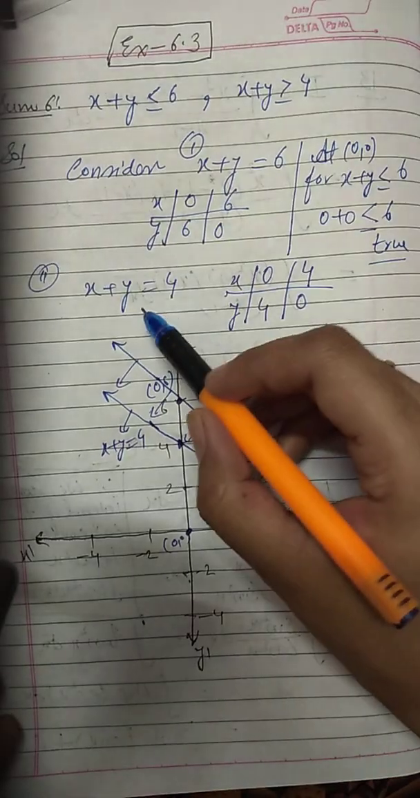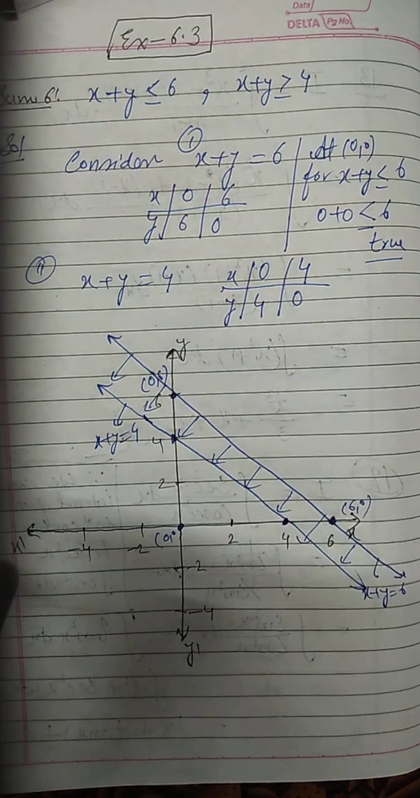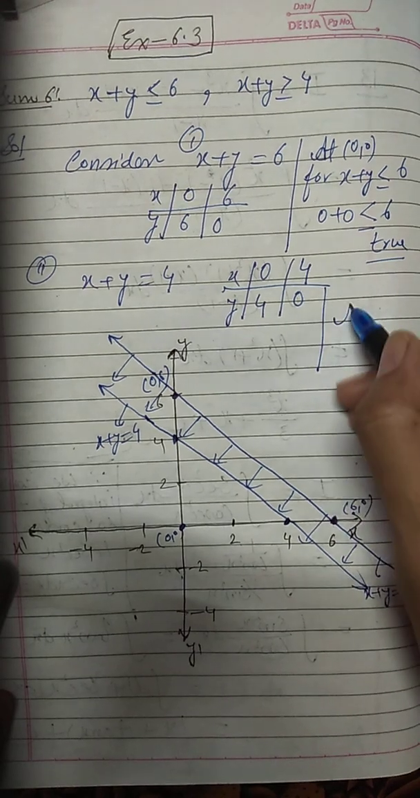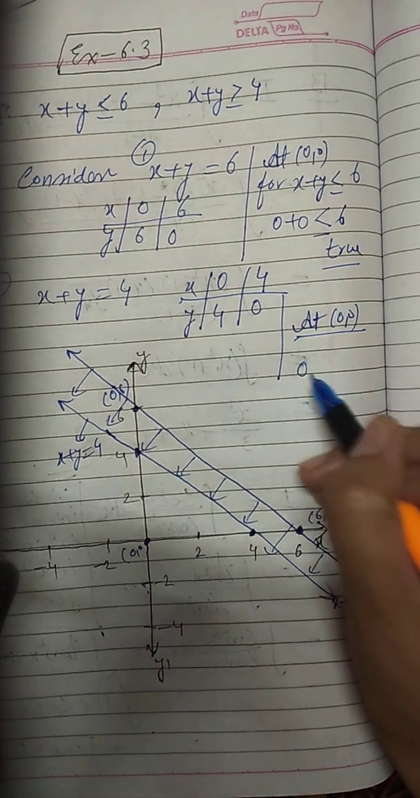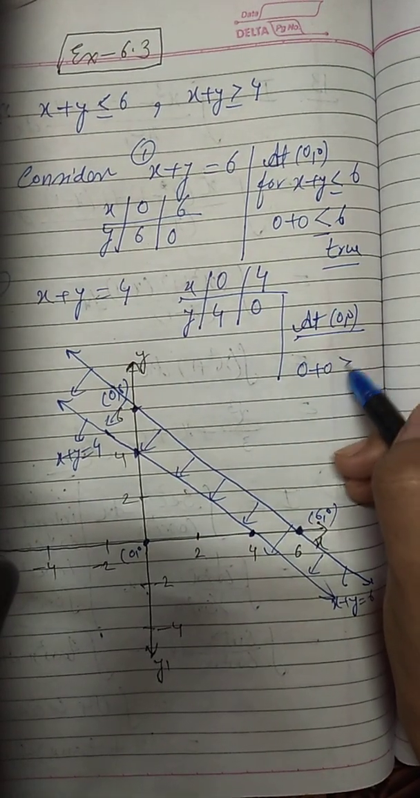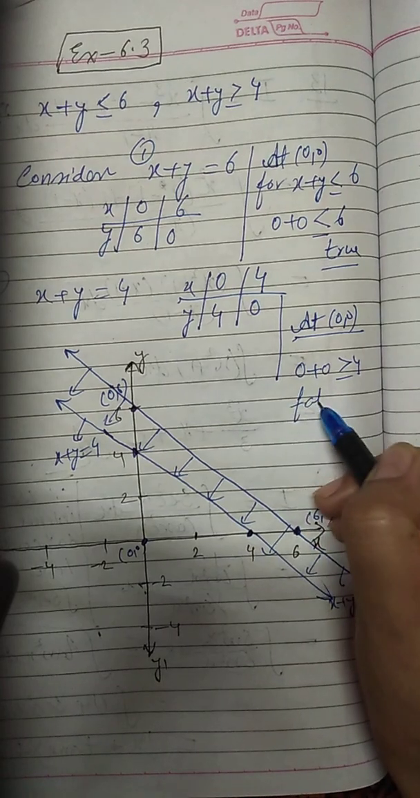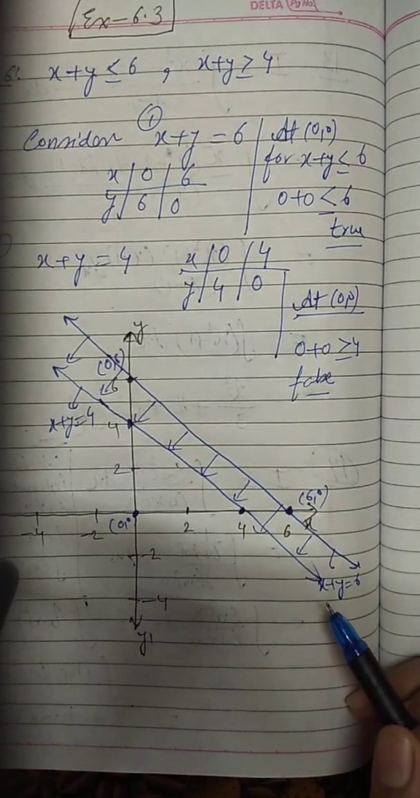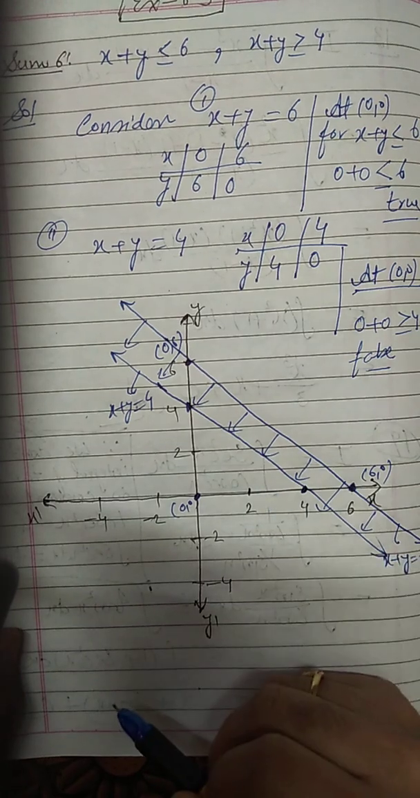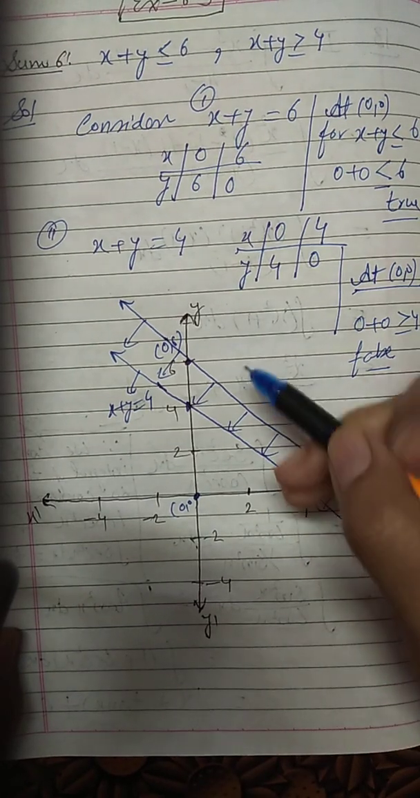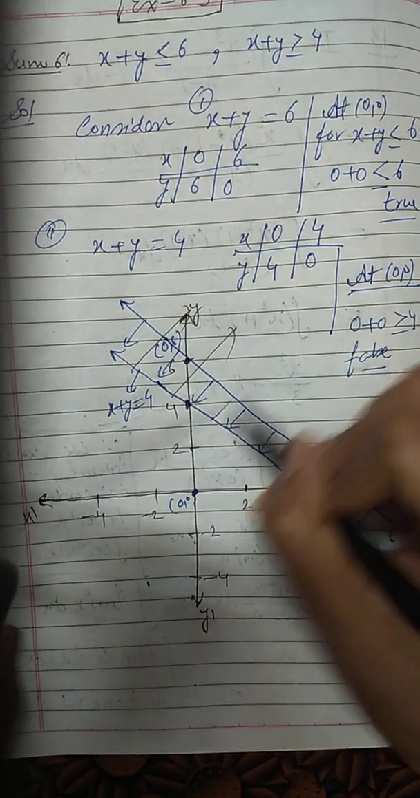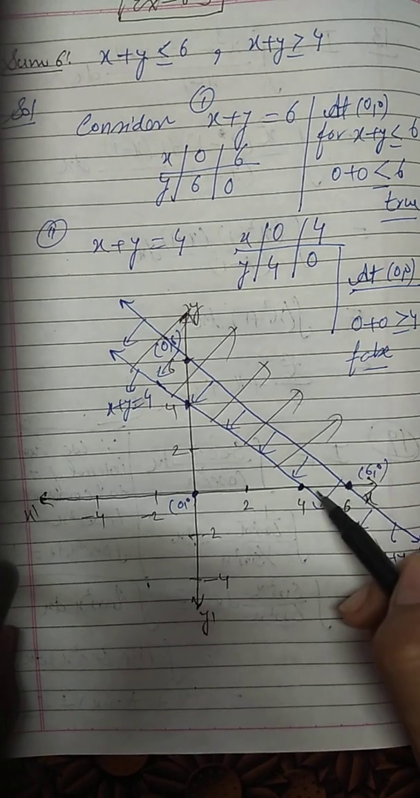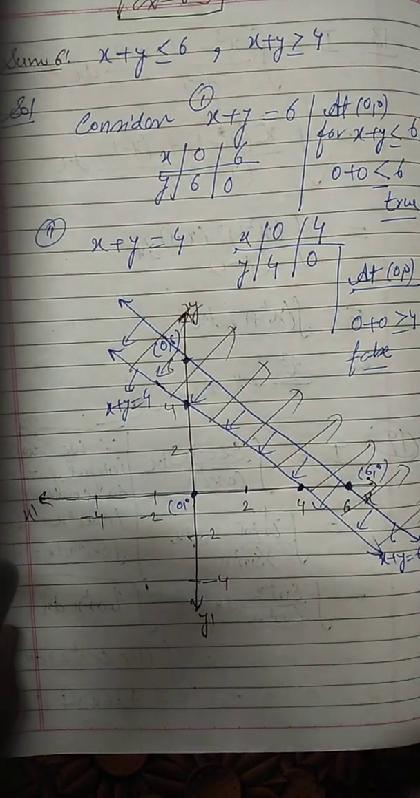Now again we have to see whether for this line the solution is towards the origin or away from origin. For this also we will check at the 0, 0 point. When we substitute the 0, 0 point here, it is 0 plus 0 greater than or equal to 4, which is actually false. That means for the second line the solution will not be towards the origin, but away from origin. So for the second line the arrows will be above the line, away from origin.